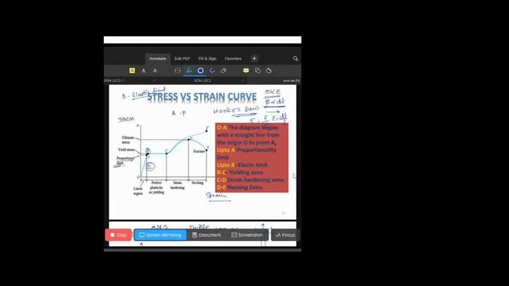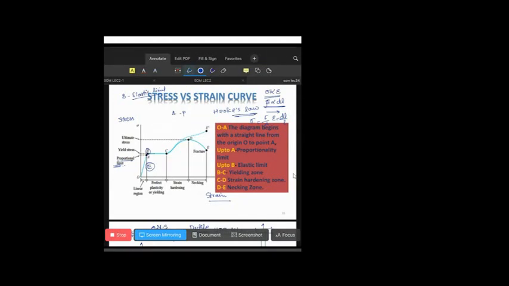You will start making some jugaad. Okay, so initially you will resist it, and if it is not possible, you will try to make some jugaad, and that same thing will happen with the material. From B to C, the material will try to reorient itself. The material will try to get prepared to take more amount of load, and this zone, from B to C, will be your yielding zone.